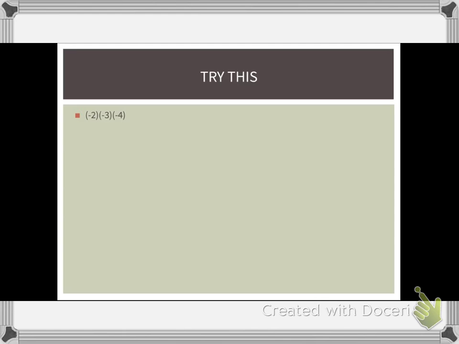So let's look here. We've got 1, 2, 3 negatives. So that's odd. So that means that our answer is going to be negative. 2 times 3 is 6. 6 times 4 is 24. So we would get negative 24.